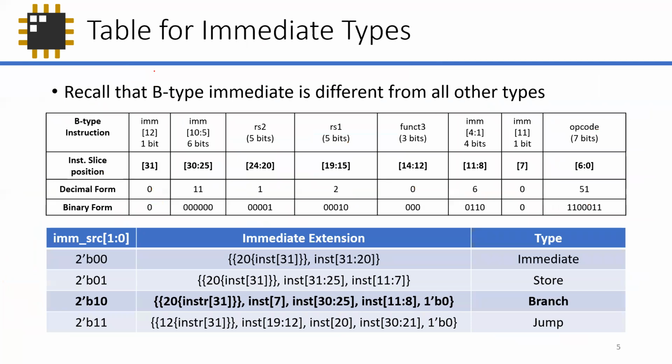Okay. Again, just to remind you guys, the table for immediate types. For the B type immediate, it's different from all other types. You can just use this. You can set whatever wire you have to prepare this set of immediate format. So it's for the branching. Just a hint, I prepared this already for you. It's a matter of you just copying it. I don't know how you plan to do it, but this is some sort of a hint of at least how I did it. Okay, so that's for the branch immediate types.